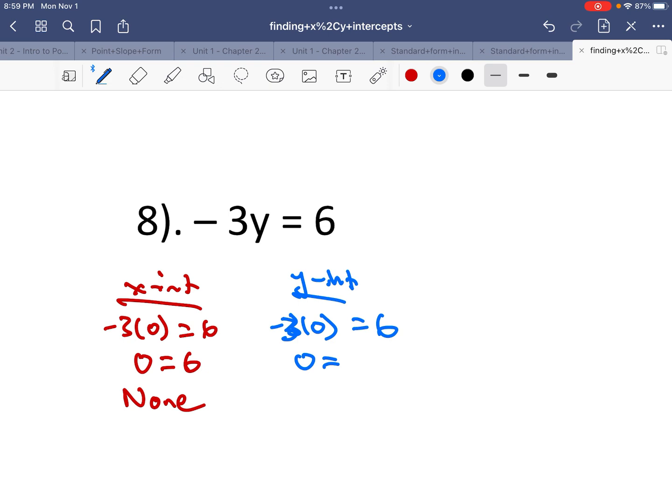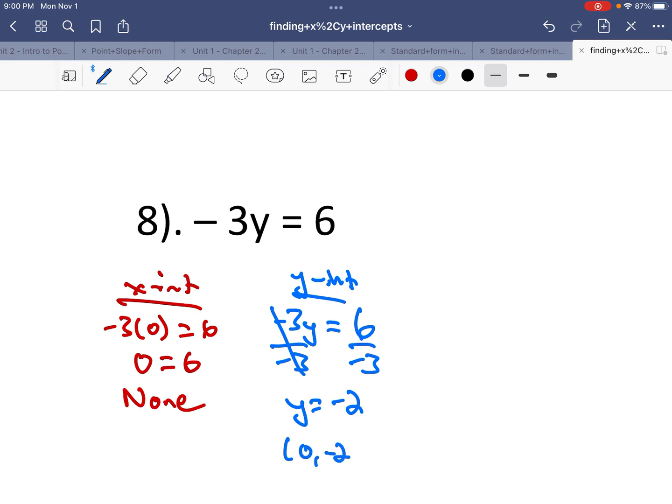I'm sorry, guys. I goofed this one up. Let me go back. I kind of got into that pattern. All right, so once again, for the y-intercept, we let x be 0. So guess what? There's no x. All I do is solve for y. So I'm going to divide by -3. Y equals 6 divided by -3, which is -2. So I write this as 0, -2.